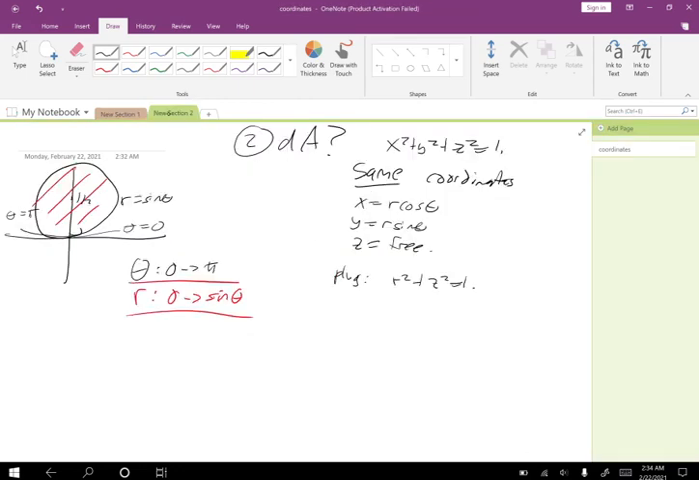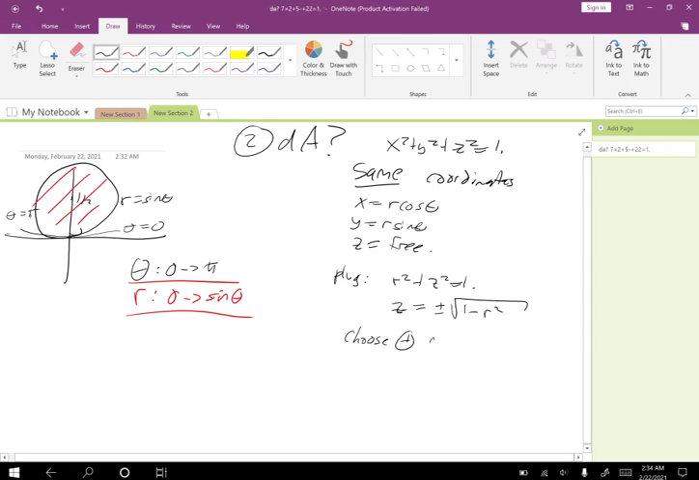So we solve for z, and it should be plus or minus the square root of 1 minus r squared. I'm just going to choose the plus and multiply by 2 at the end.